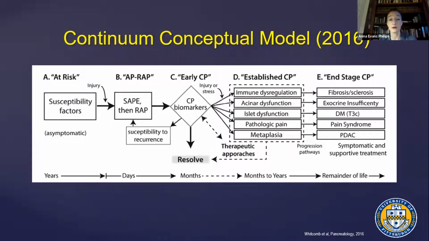Park, and then can move into a recurrent cycle of acute pancreatitis or recurrent acute pancreatitis, and develop a gradually scarred pancreas, which then moves to the right along this continuum and ends up with end-stage chronic pancreatitis with a number of sequelae and complications that can be very difficult to treat.